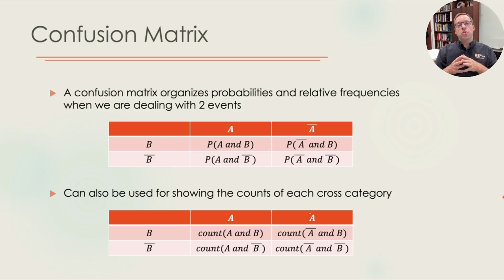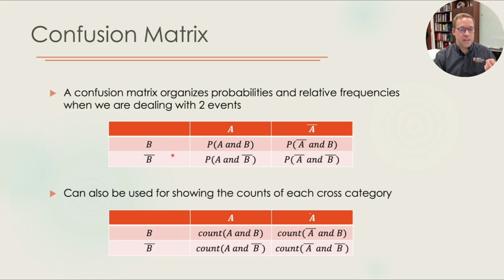Let me introduce you to another tool called the confusion matrix. Why it's called the confusion matrix, I honestly have no idea, but it should be the anti-confusion matrix because it helps sort things out. The idea of a confusion matrix is that it organizes the probabilities and relative frequencies when you're dealing with 2 events at the same time. And the way it works is you have one probability or one category, A, and we'll make that a column in our table. And then not A, the complement of A, will be another column.